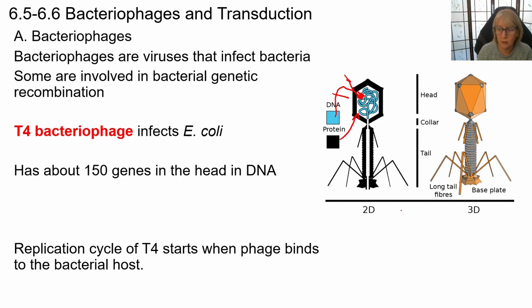This is the T4 bacteriophage. It is also one that affects E. coli. It has about 150 genes that it carries for the capsid, but also for other things it needs to do to take over the bacterial mechanisms for making proteins and copying their DNA. The replication cycle of the T4 phage starts when the phage binds to the bacteria. If you took micro, you did this. This is nothing new. I'm not changing the story at all, but it's not required for this class.